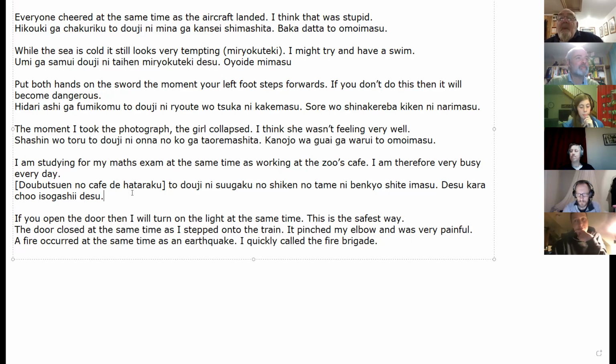but when you see these double vowels, generally, can you be careful to stress them a little bit longer? So, for example, if I wanted to read this at a fairly natural speed, I would press these double vowels a bit harder. 動物園のカフェで働くと同時に数学の試験のために勉強しています。ですから超忙しいです。You know, I'm just pressing it a little bit longer than just rolling over it.